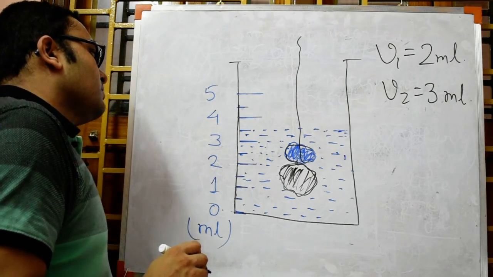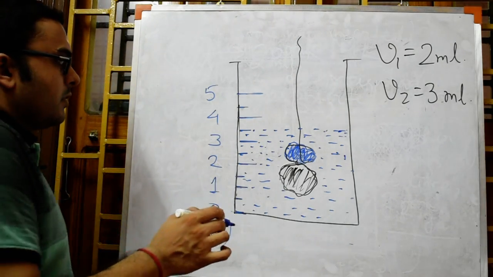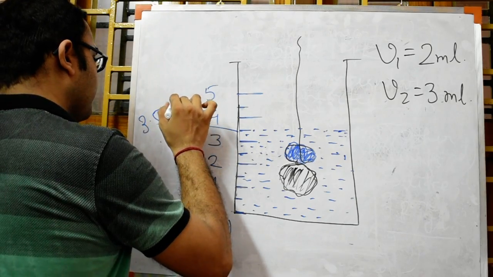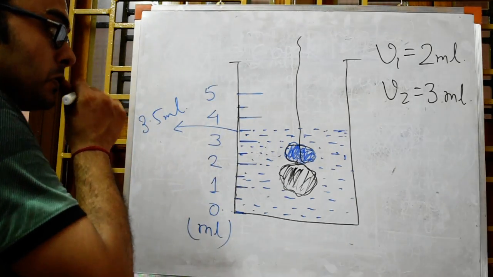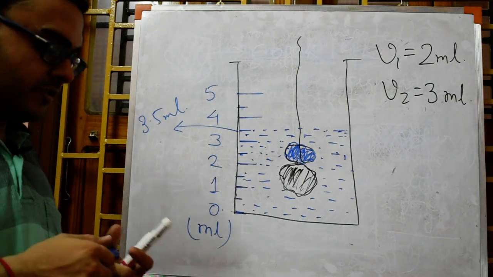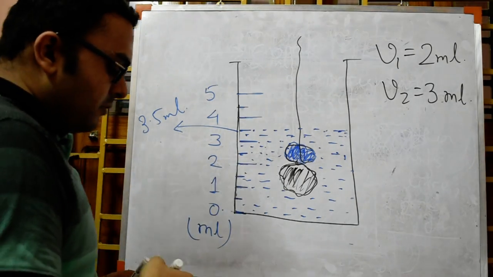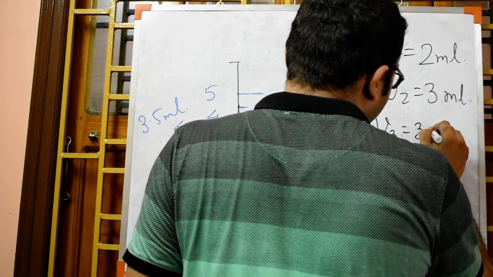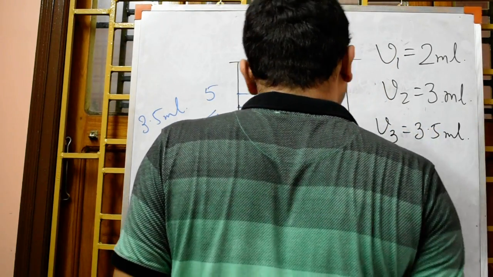Now see, the water has risen up to a level of, say this is 3.5 milliliter. So now this is your third observation. So your third observation is your volume V3, this is your 3.5 ml.